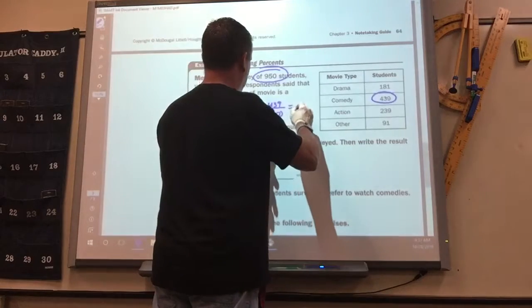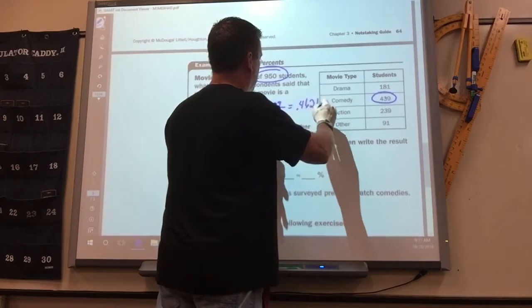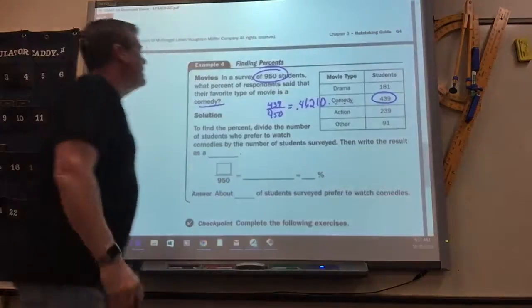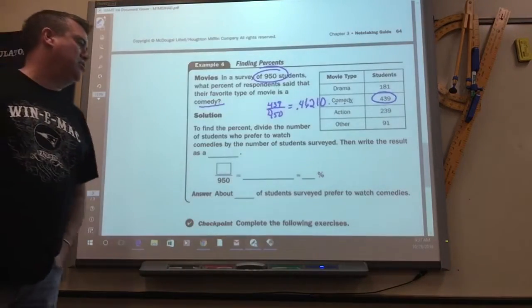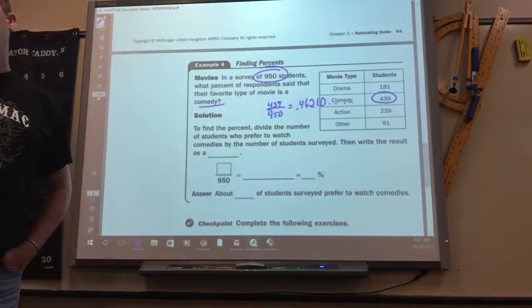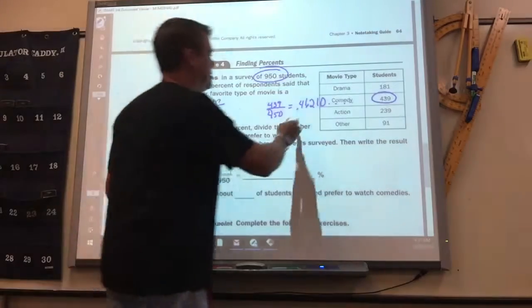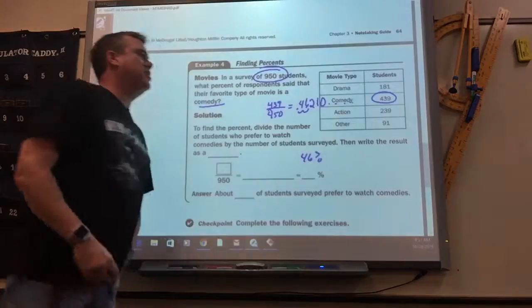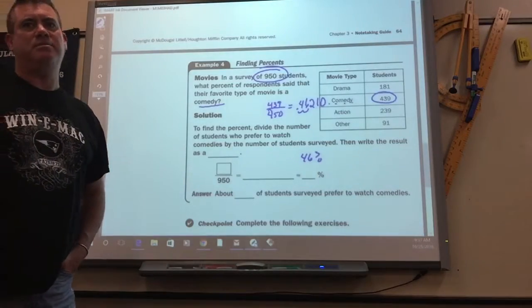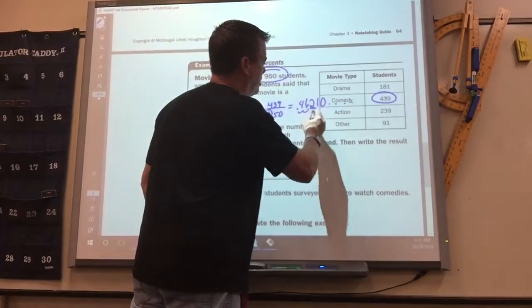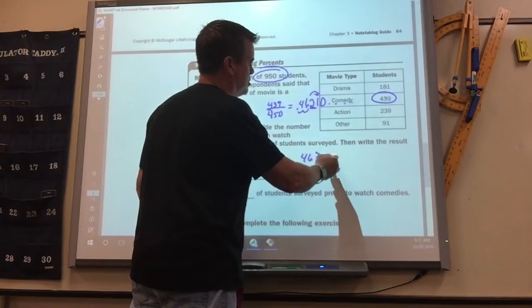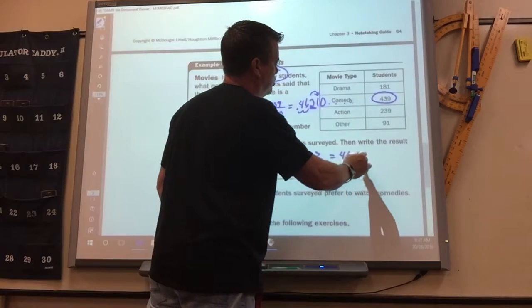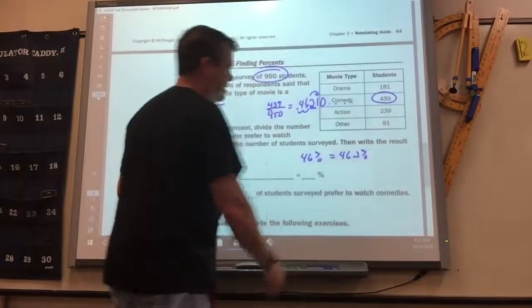So you get 0.46210 and it goes on and on. A lot of times they tell you to round to the nearest percent. If you do that, it would be just 46%. If they tell you to round to the nearest tenth of a percent, then you just round that one, which the 2 would not round up, so it would be 46.2%. Okay?